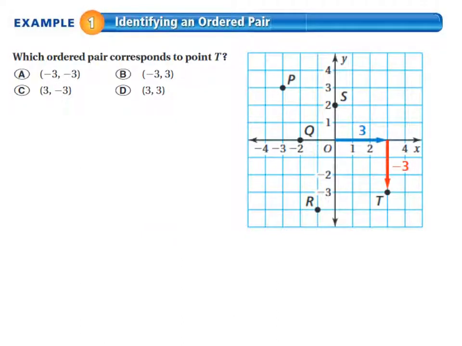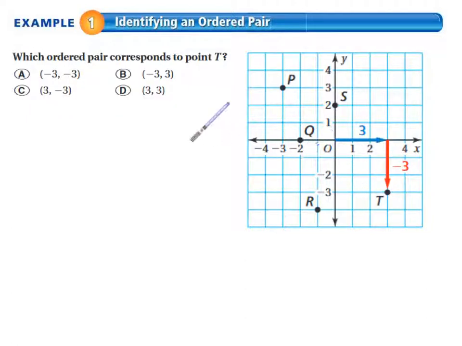Example 1. Which ordered pair corresponds to point T? Well, here's point T right here. And to get there, you start at the origin and you figure out how far you go across. In this case, you go across 3 spaces. And then you go down 3 spaces. So if you're going to go to the right, it's the positive direction. So that x-coordinate is going to be positive 3. And then if we go down, that's the negative direction on our number line. So that's going to be negative 3.